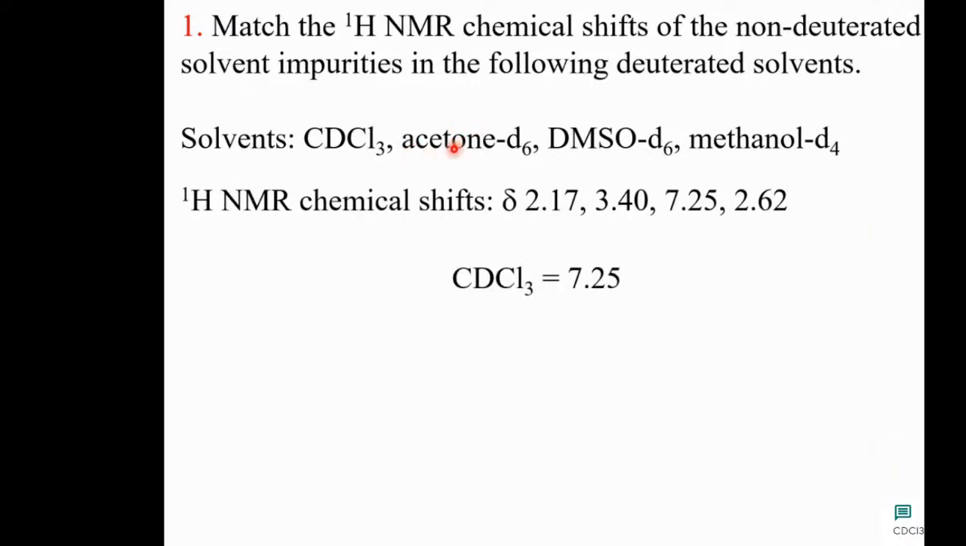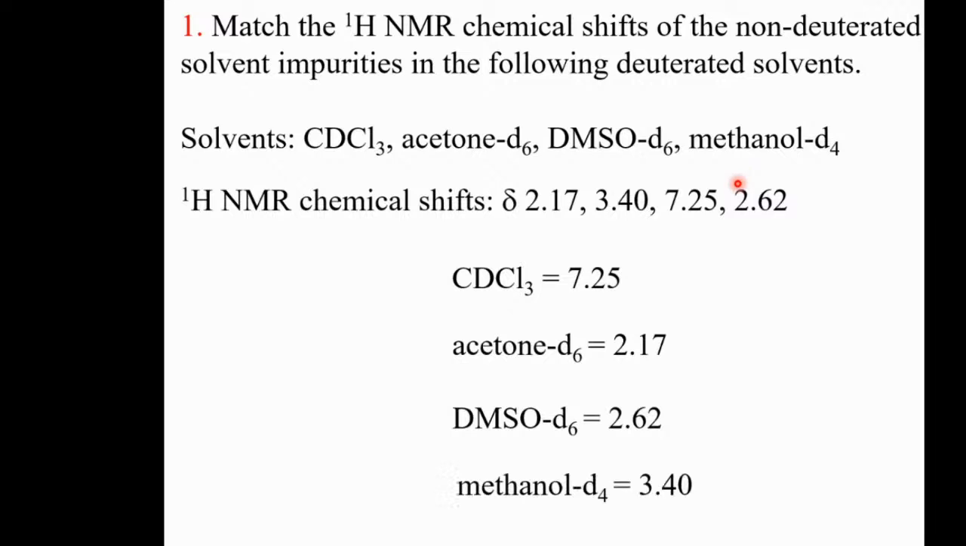Correct. Acetone D6 among these. Yeah, I got many answers. 2.17, that is correct. Not 2.6. So what about DMSO D6? 2.17 is for acetone. DMSO D6, 2.6. No, not 3.40. 3.40 is for methanol D4. So we should know, whenever we analyze proton NMR, where the residual impurity solvent peak will appear.